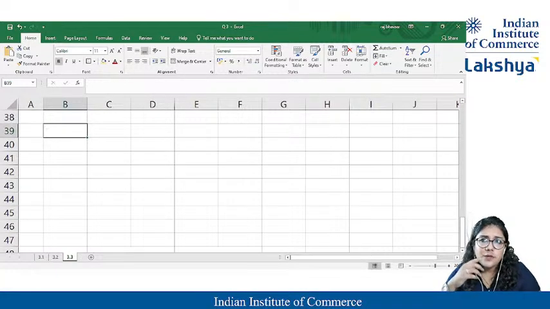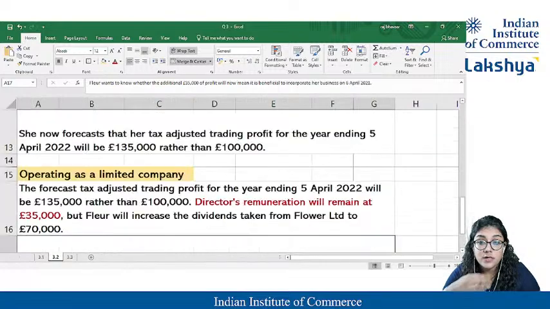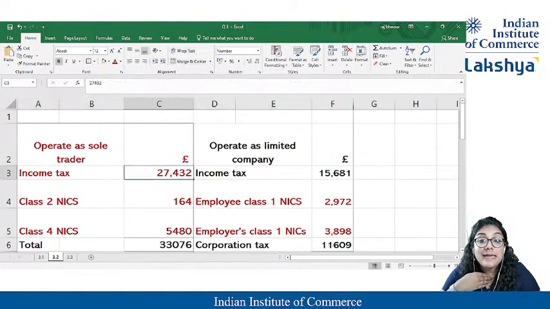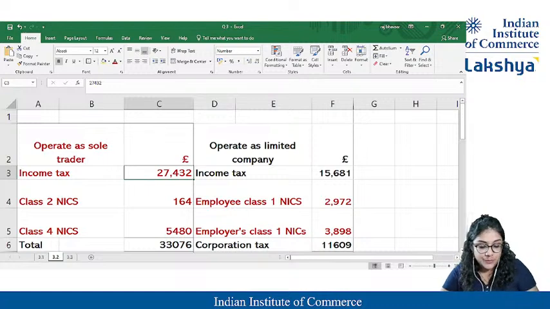For the solution, if you remember, students, I have already booked an income tax. I have booked an income tax on how much? On the profit of 1 lakh I would have booked. This is my income tax. But now from 1 lakh, if it has already reached 135, don't you think additionally for 35,000 you have to book the class 4?